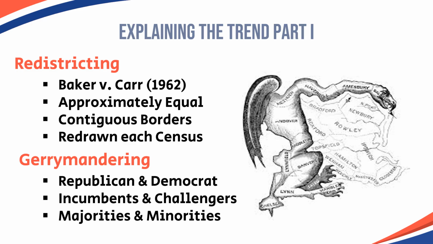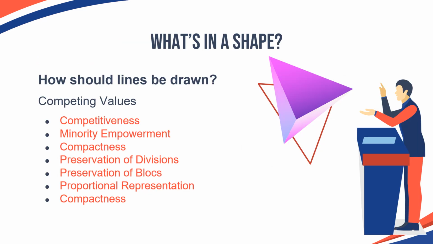Now, you might ask, why do we allow this? And it turns out that we allow this because it's extremely hard to stop. Nobody's really found a good way to combat gerrymandering. Because the question that we have to ask ourselves is, what do we want our districts to look like?